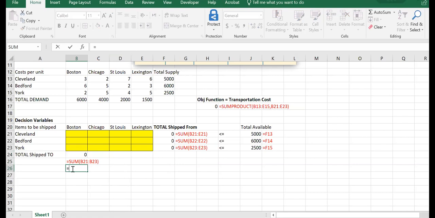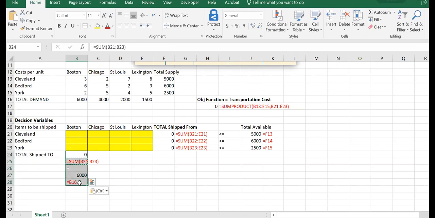So we want to have this either equal or greater than or equal. It doesn't really make any difference, since we are doing a minimization problem, it's going to stick to equality even if you put greater than or equal. But I'm going to go with equal just to follow the book's mathematical formulation. So the total shipped to Boston should be equal to its demand, and the demand for Boston is 6,000. So that's my demand constraint for Boston.